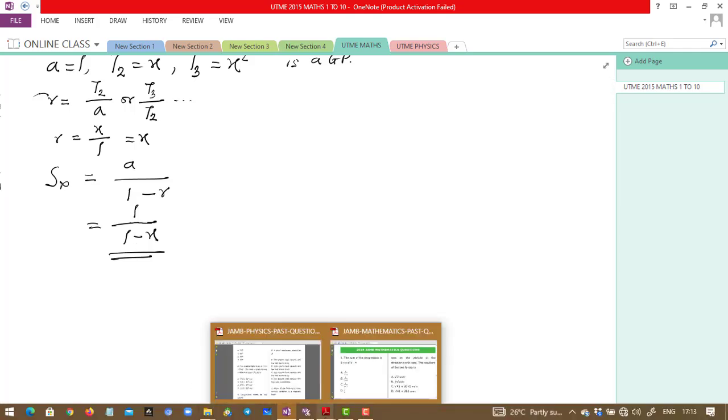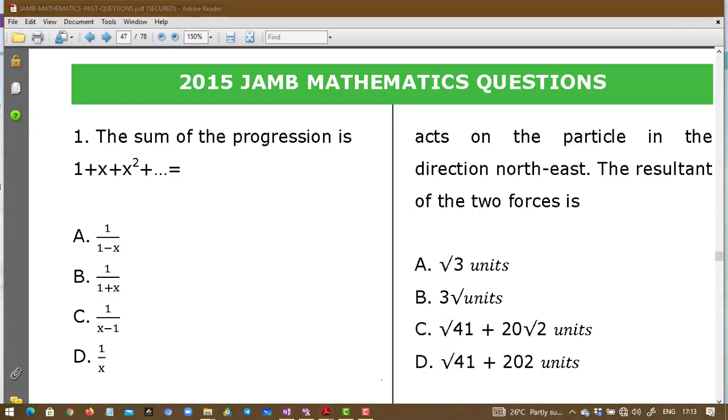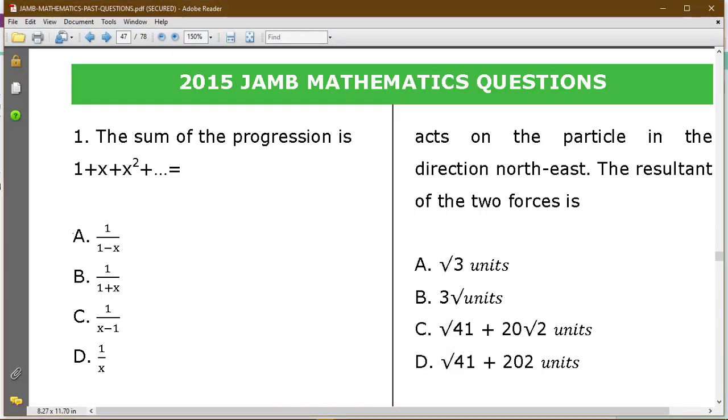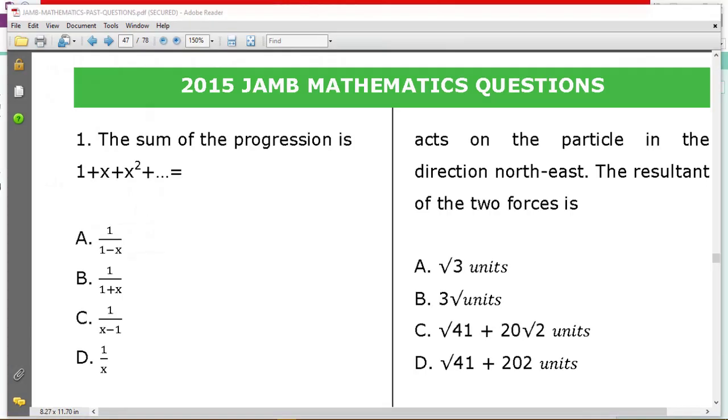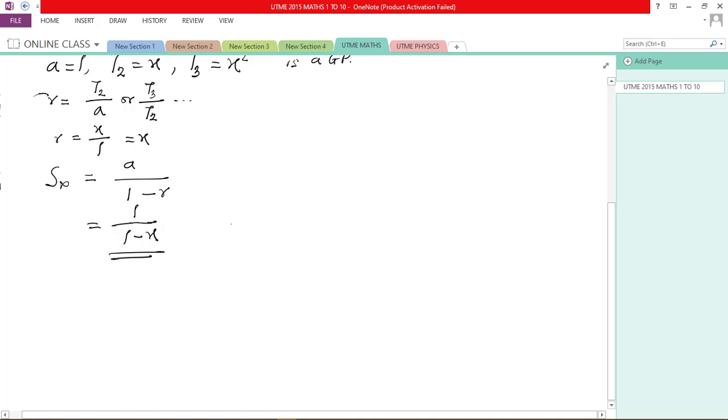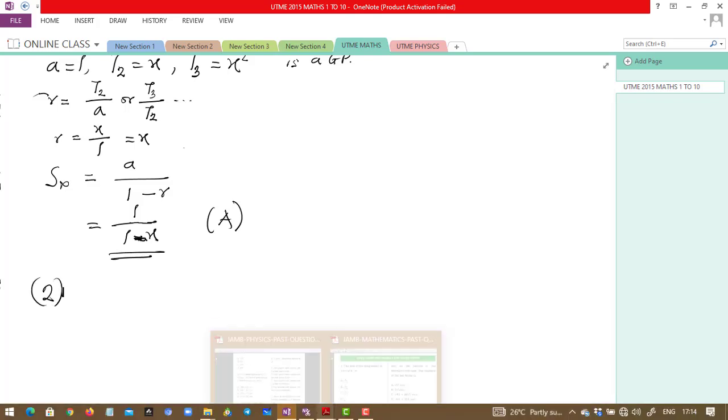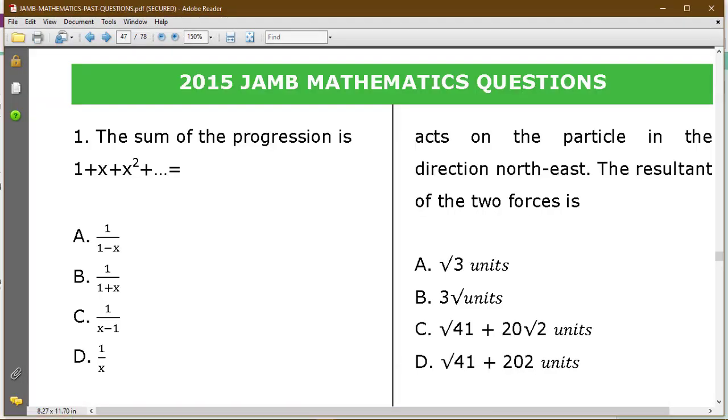So let's see the answer there. The answer here is A. That means number 1, the answer is A. We are taking number 2 with immediate effect. Number 2 to be solved now. So number 2, let's go for number 2 so that you can be happy.